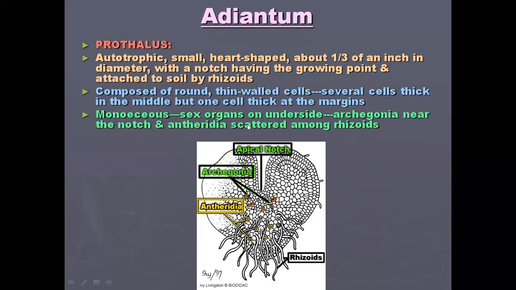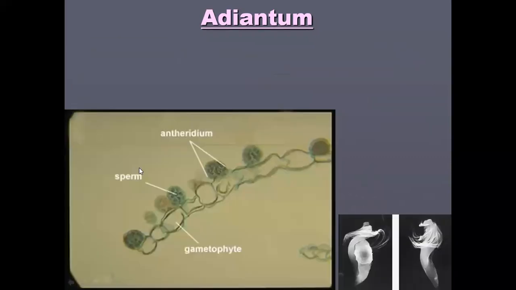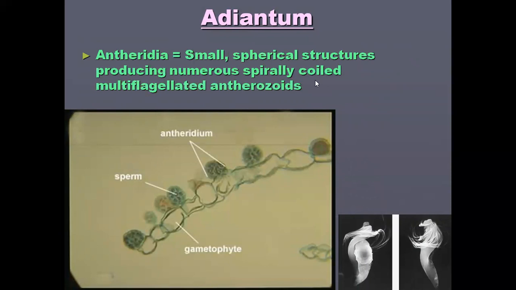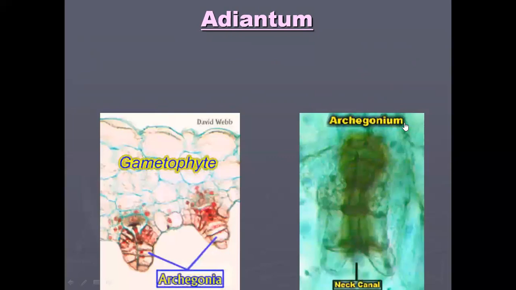On the underside, archegonia are near the notch, and antheridia are among the rhizoids. The antheridia are small, spherical structures producing numerous spirally coiled, multiflagellated antherozoids.